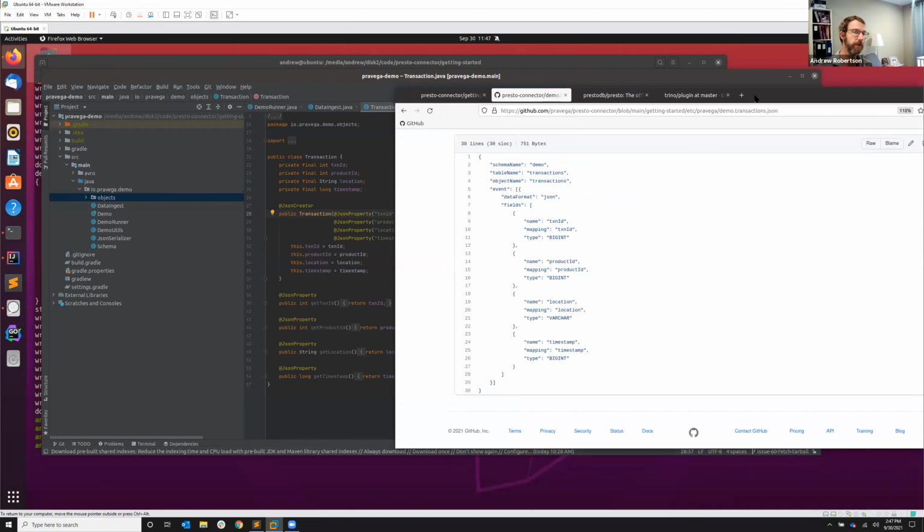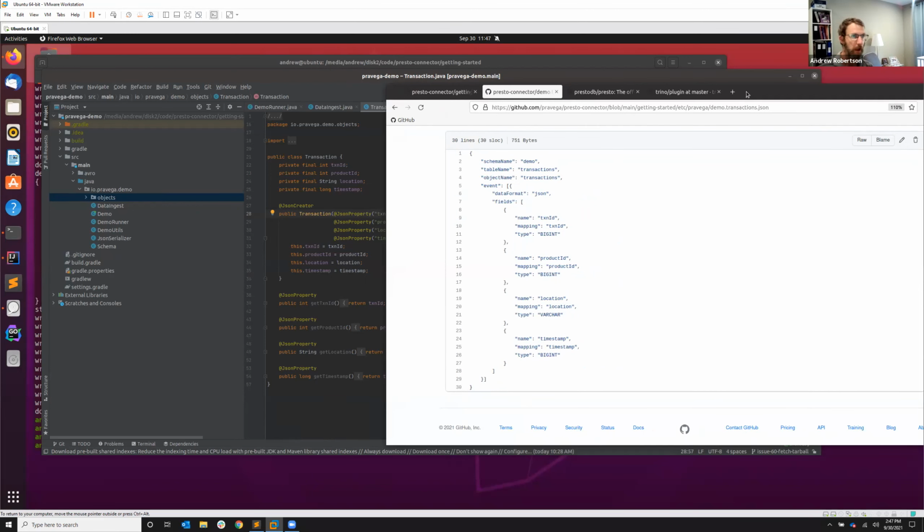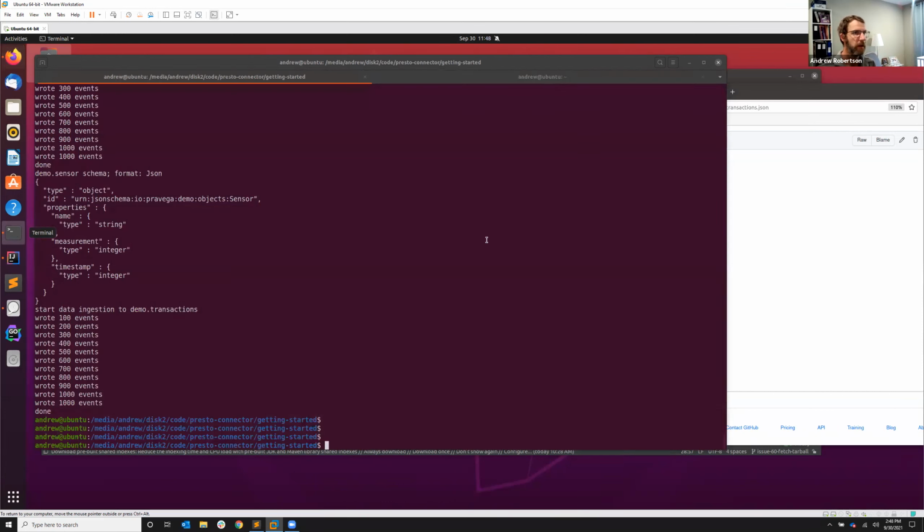So you don't have to use schema registry if you don't want to, even though it does provide nice features. You can just provide the schema locally. And this schema file is included in the Presto image so that the coordinator has access to it.